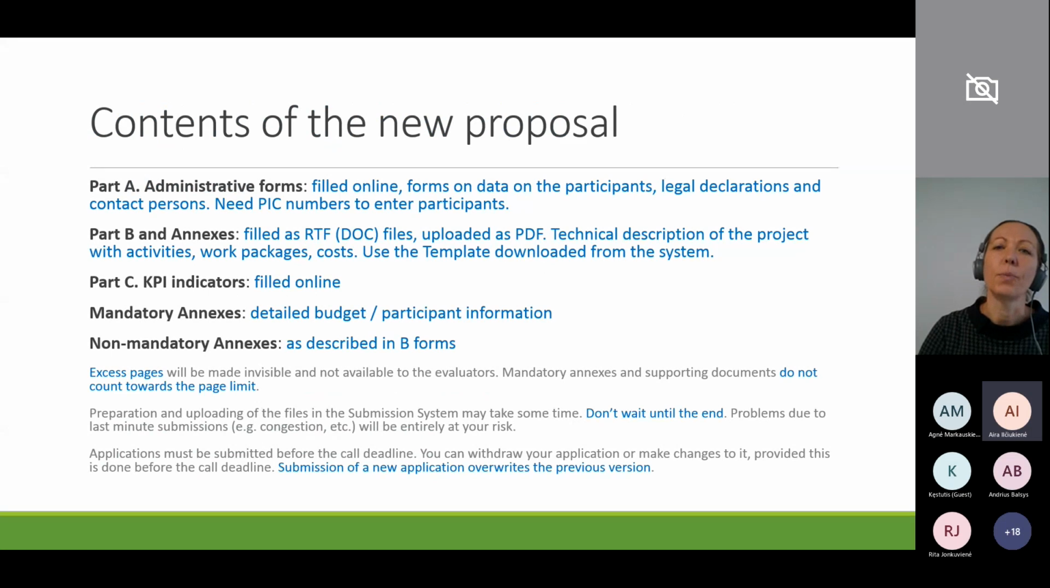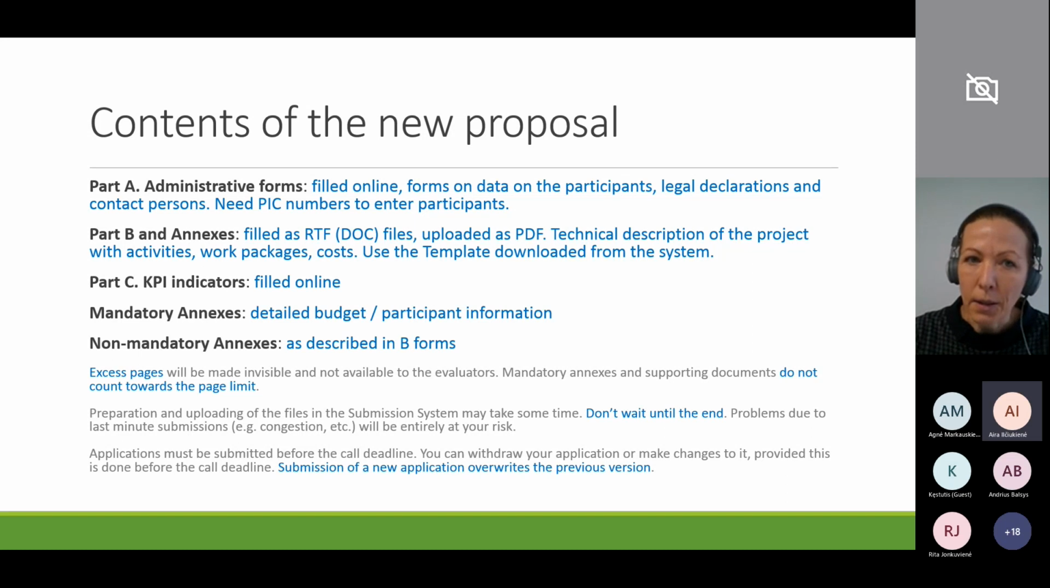So, contents of a new proposal. We have administrative forms. We have part B, which is basically the core document of all the technical information about your project that you want to put in. Then we have part C, that are the key performance indicators. And there are also some mandatory annexes and some non-mandatory annexes. So as you see, the structure is mixed also in the way that A forms you fill in online in the new e-grant system. I will have some slides later on.